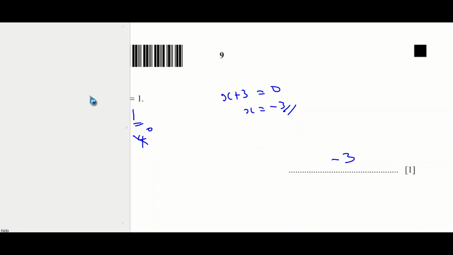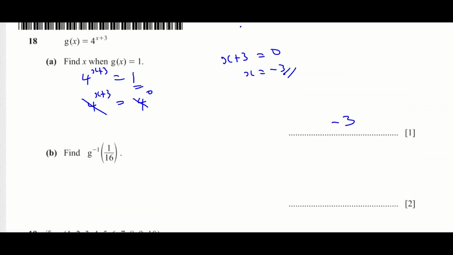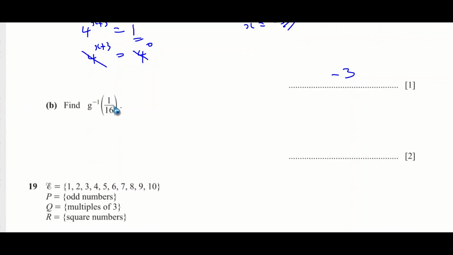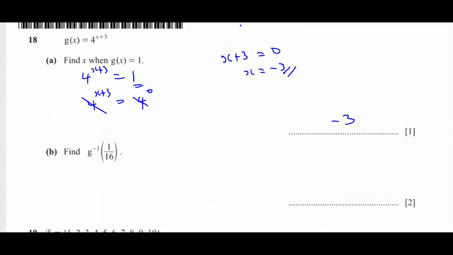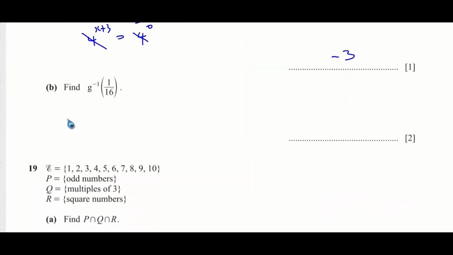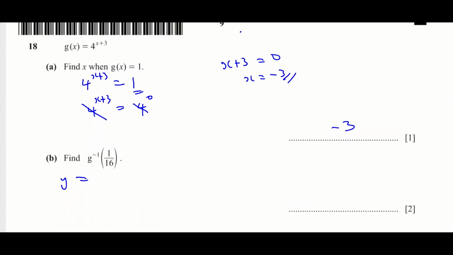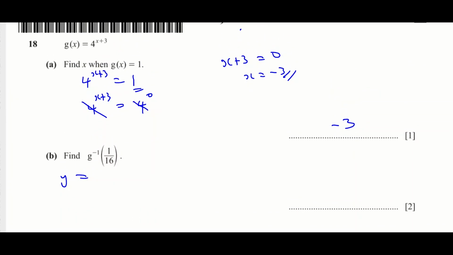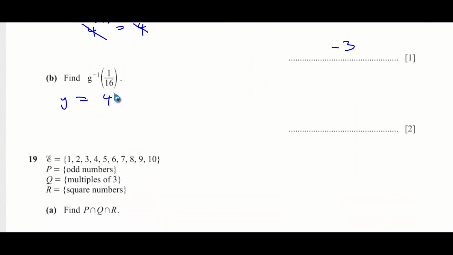Then part B, find g inverse of 1 over 16. So we need to firstly find g inverse of x. Let g inverse of x be equal to y. So that means let g of x be equal to y. So if g of x equals y, then y will be equal to 4 to the power of x plus 3. Then let's swap the letters. So y becomes x, then x becomes y plus 3.